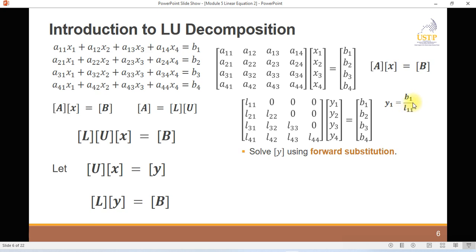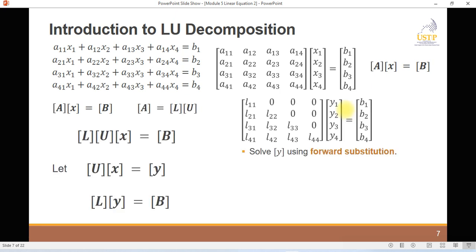From that, you will then substitute the value of y1 into the next equation. For the second row, we can form the equation L21 times y1 plus L22 times y2 is equal to b2. In that equation, the only unknown is y2, and whatever the value of y1 is can be substituted into the equation. Later on, I can show it in the example. And so on and so forth, you will just do forward substitution.